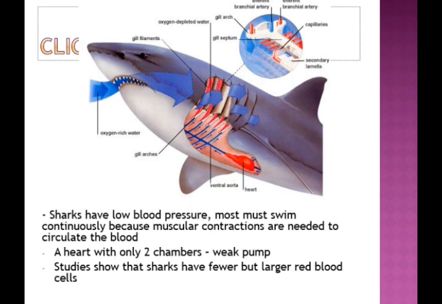What about sharks? Sharks have low blood pressure. Most must swim continuously. If they stop swimming, they'll just die because they need the muscle contractions to move the blood. If you look at the heart, their heart has only 2 chambers, meaning that the pump will be weak. And also, in terms of red blood cells, they have fewer but larger red blood cells.